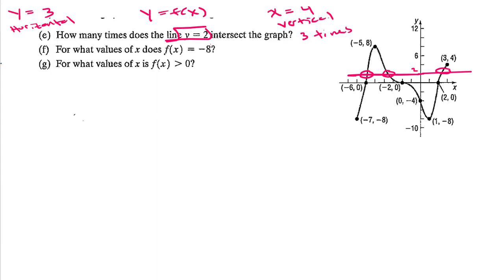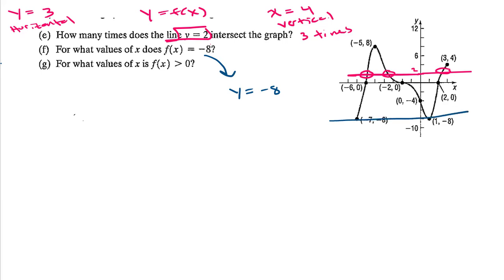All right, so B says, for what values of x does f of x equal -8? So again, another way to write f of x equals -8 is y is equal to -8. Okay? Y is equal to -8. And we just addressed, again, that can mean a point or horizontal line. All right? So I'm going to draw another horizontal line here going across these two.